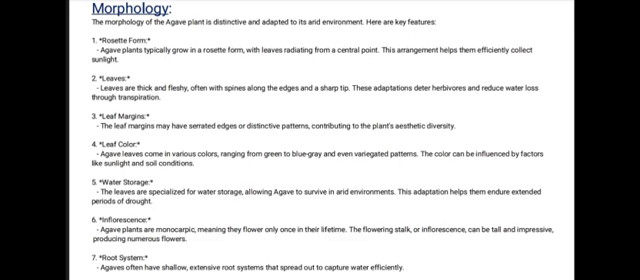In the leaf margin, the margin may have a serrated edge or a distinctive pattern, contributing to the plant's aesthetic diversity. Talking about leaf color, agave leaves come in various colors ranging from green to blue-gray and even variegated patterns. The color can be influenced by factors like sunlight and environmental conditions, and it can sometimes be affected by soil conditions also. Now talking about water storage: the leaves are specialized for water storage in extreme conditions or arid environments.